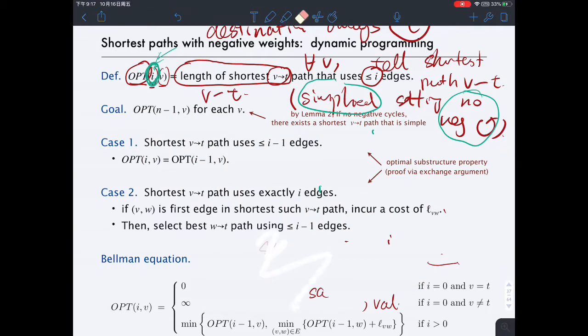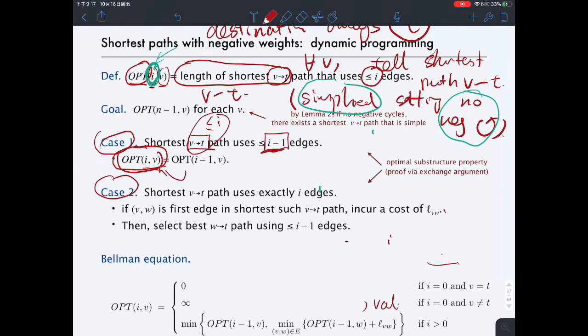Now let's think about how we can build up the recursion for this subproblem. We want to solve the optimum solution of opt(i, v), the shortest path from v to t that uses at most i edges. Again, we consider the different possible cases for the optimum solution. The first case is that although we require the path to use no more than i edges, in fact the optimal solution doesn't need more than i minus 1 edges. It's not necessarily true that the optimal solution for this problem has exactly i edges.